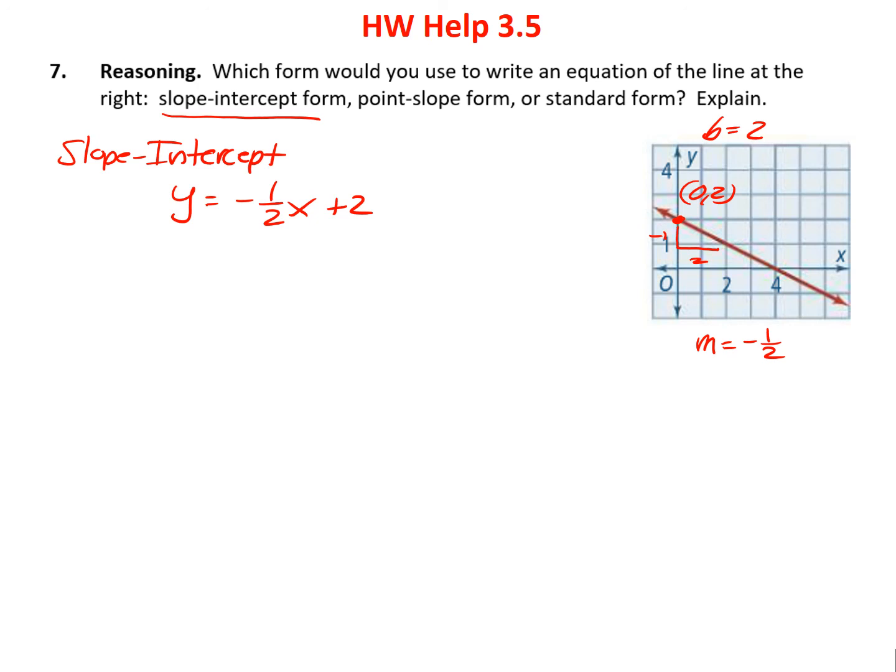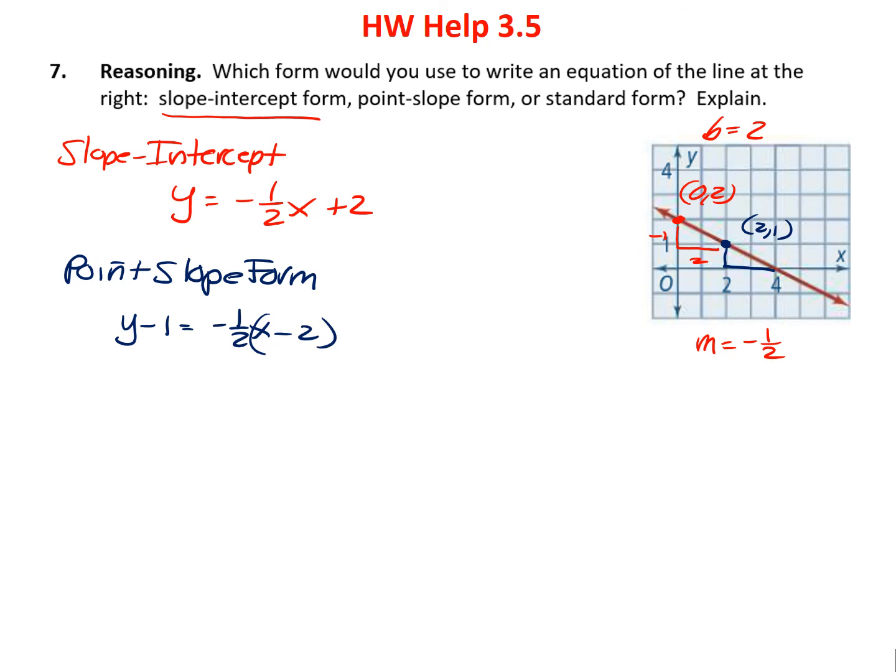Now, at the same time, I could use the point slope form. And I could do a similar thing, like I could pick a point like right here. Here's the point 2, 1. And I could use that same slope and say, okay, this is going to be y minus 1 equals minus 1/2 times x minus 2. And that's in the point slope form.